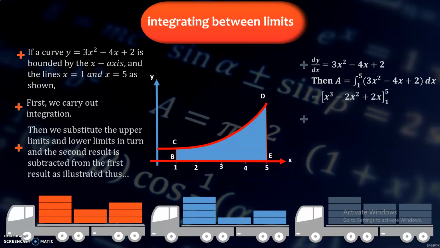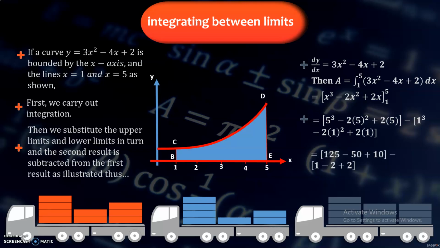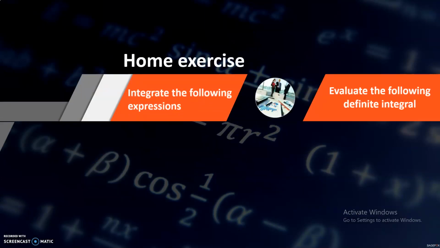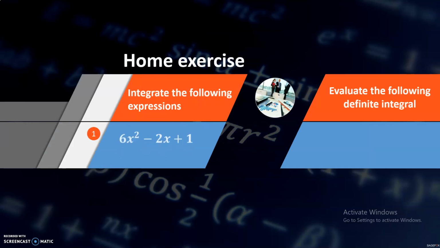So what we do is we integrate the equation first of all, and what we get was x cubed minus 2x squared plus 2x. Then what we simply do is substitute the value of 5 into the equation, minus substitute 1 into the equation. What we get is 84 square units. So that is integrating between limits. Here is your home exercise.